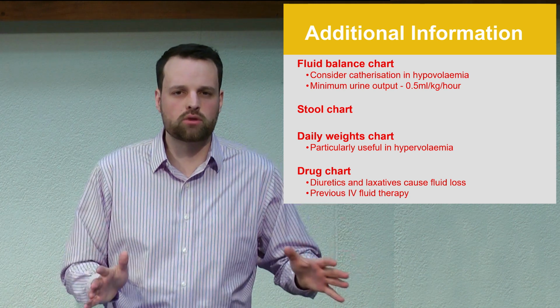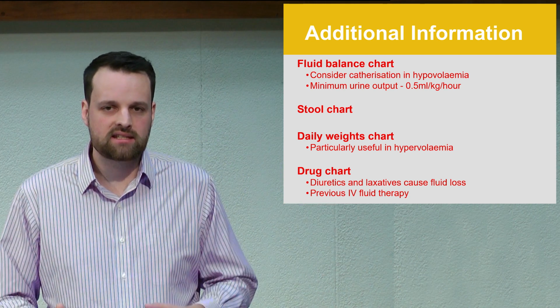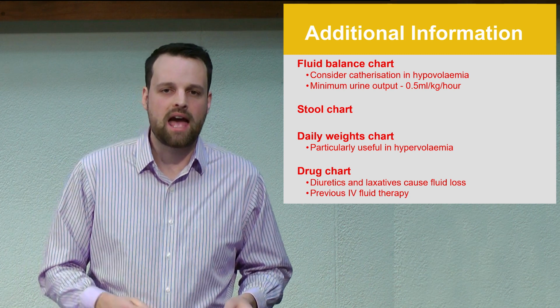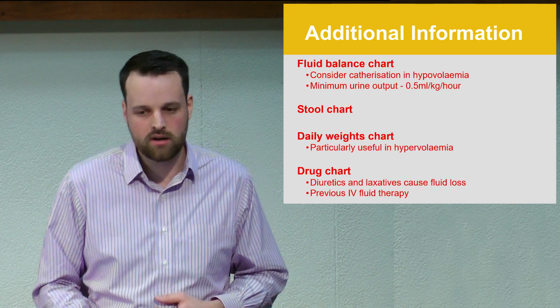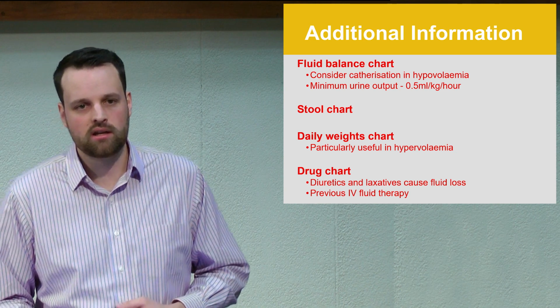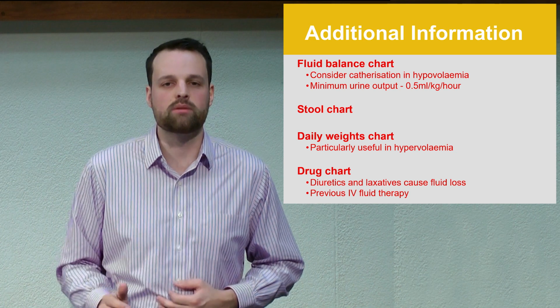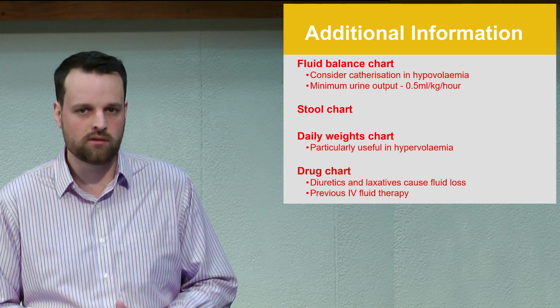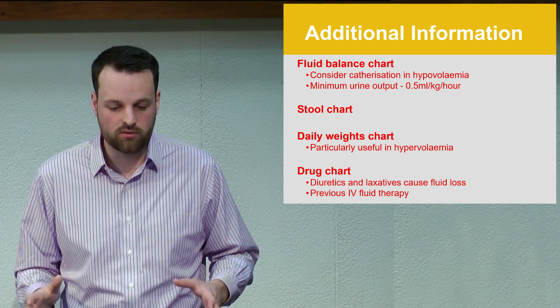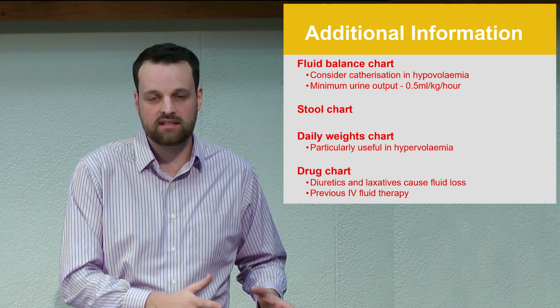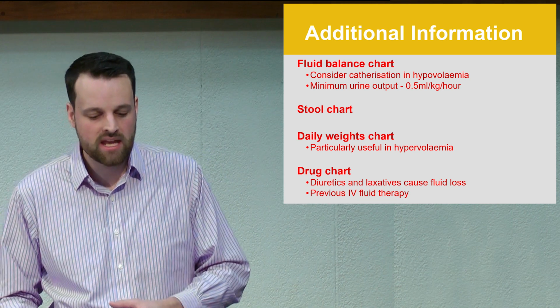Let's just recap what we've talked about, because I want you to understand that each point in the history and each point in the examination is a piece of a jigsaw puzzle that makes up a big clinical picture. You can't determine someone's fluid balance just from the capillary refill or just from the JVP. You need to look at each piece of the jigsaw puzzle with its different degree of sensitivity and specificity, and then make up a clinical picture.